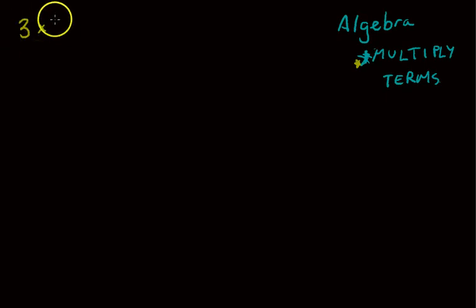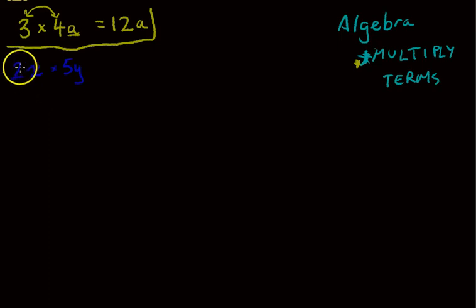3 times 4a. Okay, you can see that these aren't like terms. There's a 3, which is a constant term, and there's a 4a, which has an a in it. Now, it's very, very simple to multiply these terms together. Look at the coefficients and multiply them together, and leave that a just as it is. So 3 times 4 is 12, leave the a as it is. Very, very straightforward.